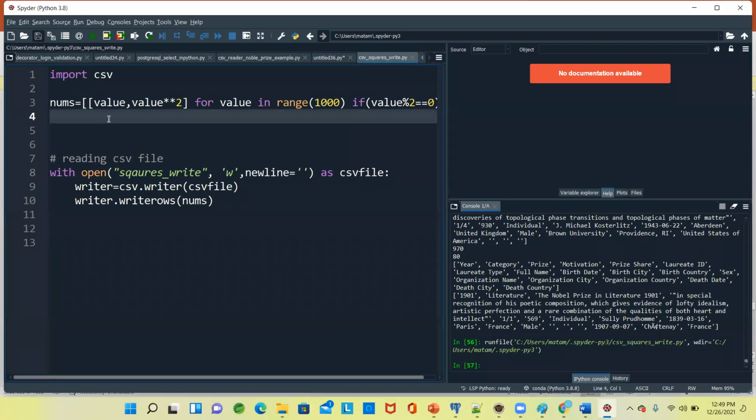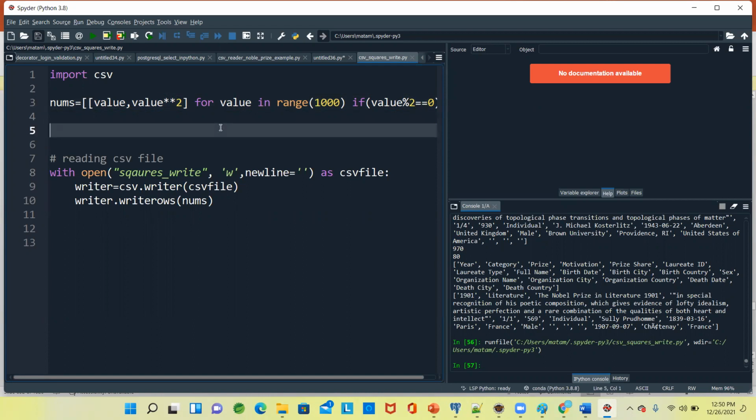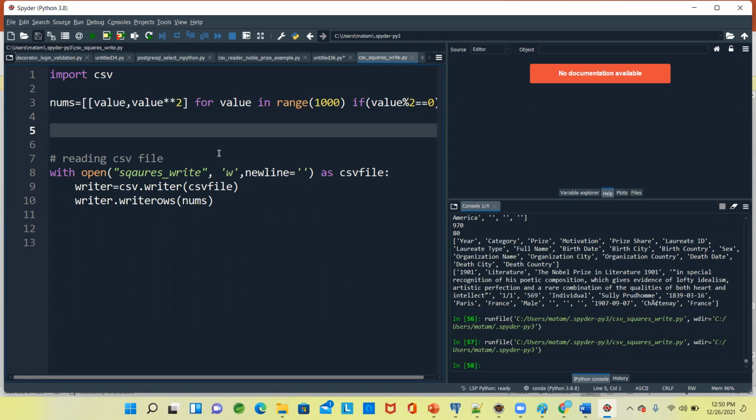So we are talking about a CSV write. What we are writing? We are writing all the squares of the numbers till 1000 if the value is an even number. How we are calculating the even number? If the remainder is 0 when divided by 2. Clear? So once we run this data, yes, we are able to write.